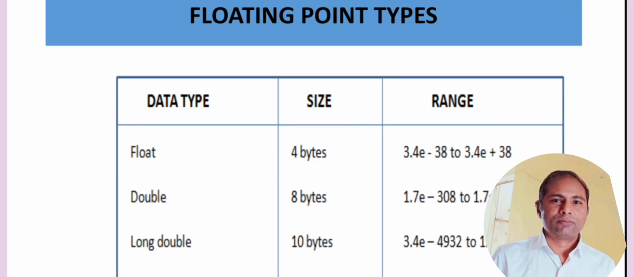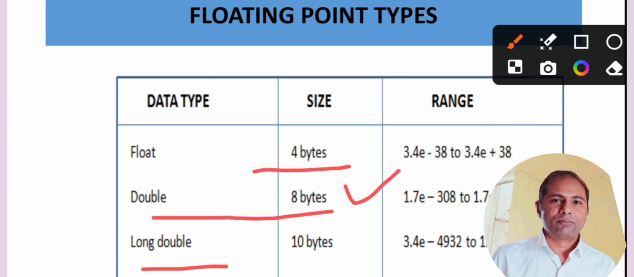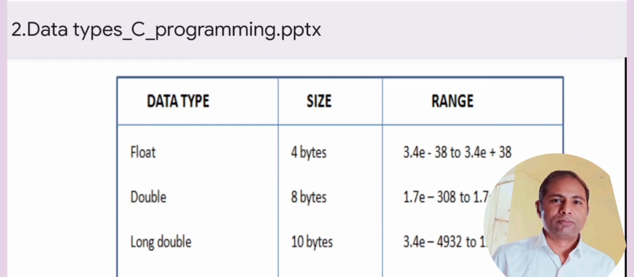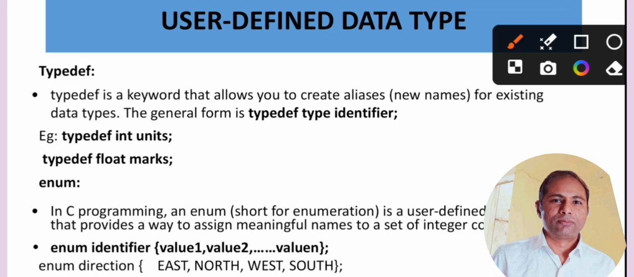Now if we talk about float, what are the different categories of float? Float has a size of 4 bytes, and double, meaning more digits after the decimal, is 8 bytes. Long double has 10 bytes. So this is on the basis of memory size, how much memory they require to keep the data in memory, they are categorized.